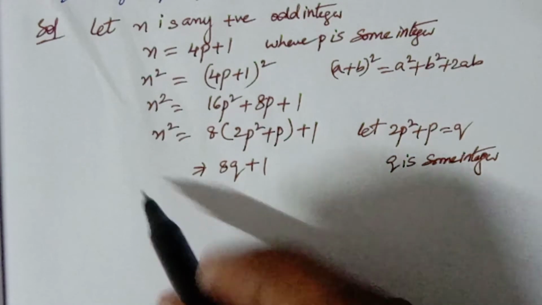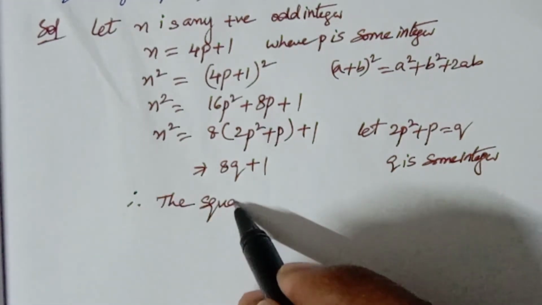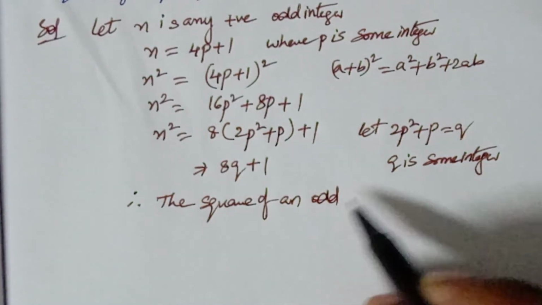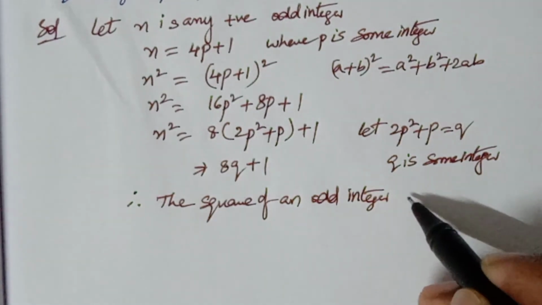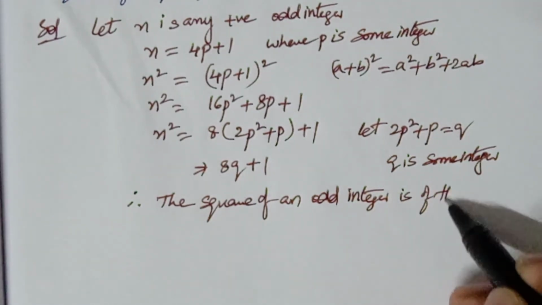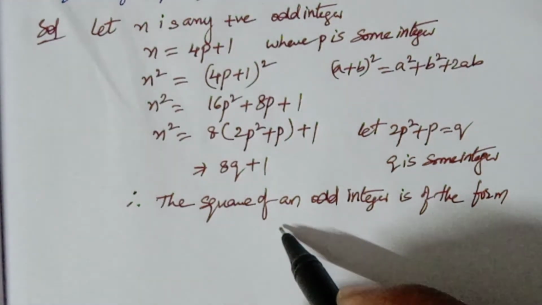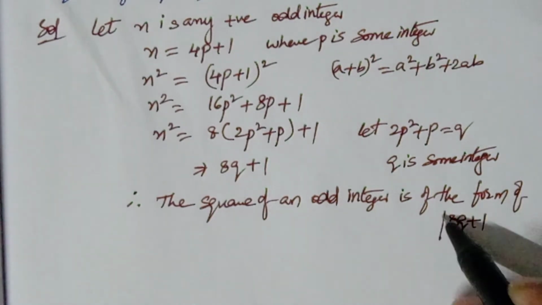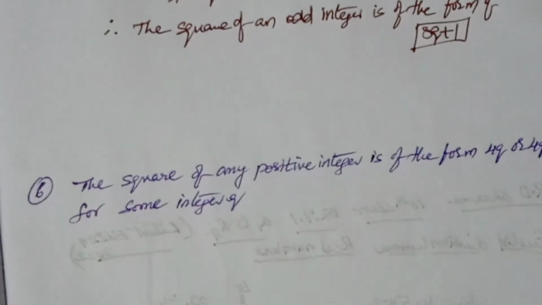Therefore, the square of an odd integer is of the form 8q plus 1. This is question number 5.